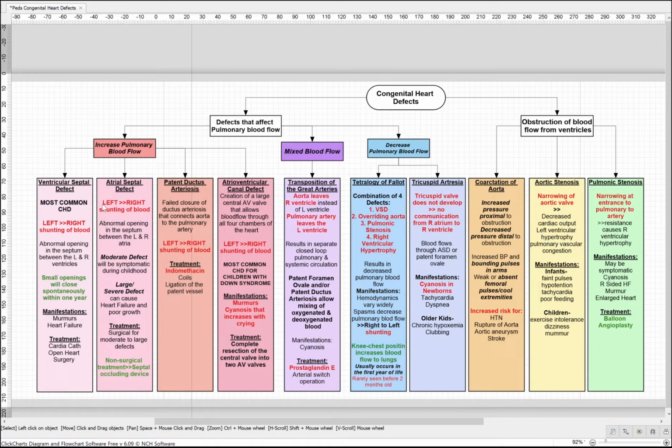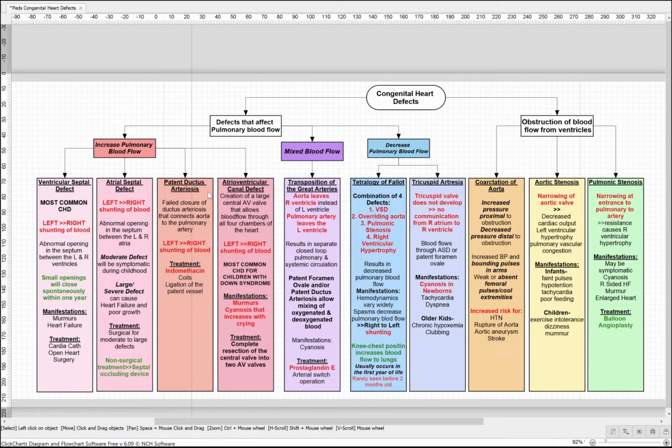So once again, we're dealing with that oxygenated blood that just keeps looping back around to the lungs. And over here we have our patent ductus arteriosus. So this is kind of what I was talking about when I was talking about being familiar with the anatomy of the fetal heart. A ductus arteriosus is a normal opening for the fetal heart, and it allows an opening from the pulmonary artery directly to the aorta.